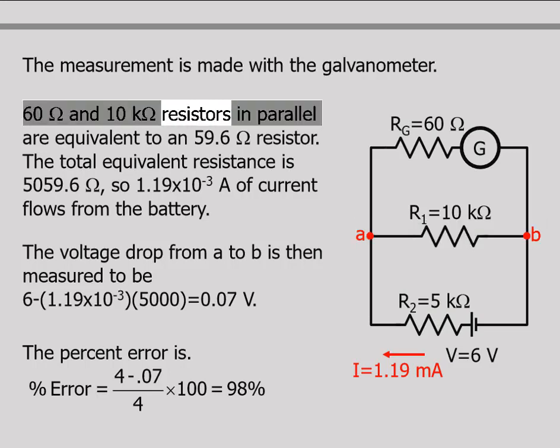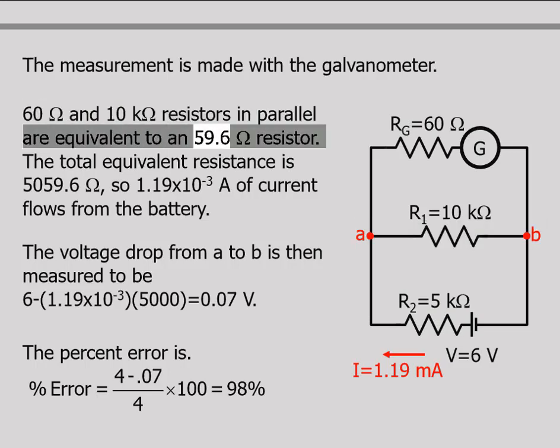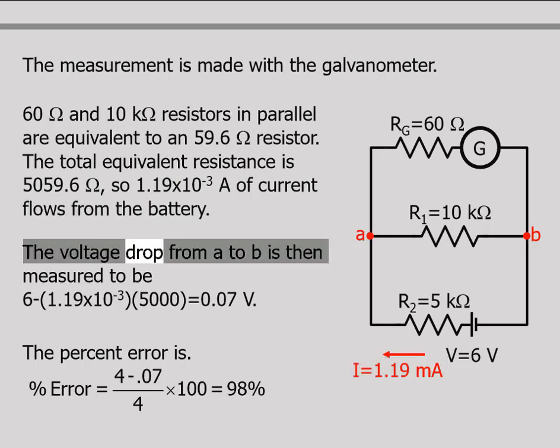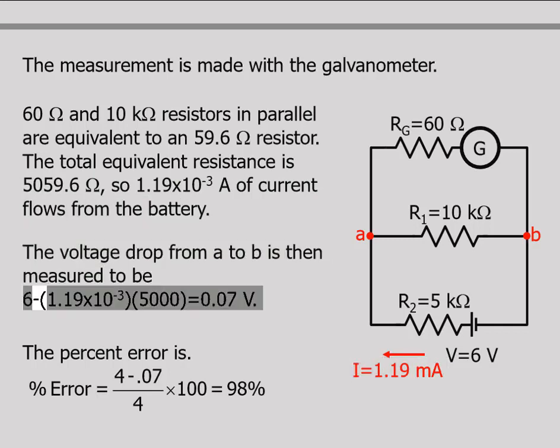60 and 10K resistors in parallel are equivalent to a 59.6 resistor. The total equivalent resistance is 5059.6, so 1.19 x 10^-3 A of current flows from the battery. I equals 1.19 mA. The voltage drop from A to B is then measured to be 6 - 1.19 x 10^-3 x 5000, equals 0.07 V.